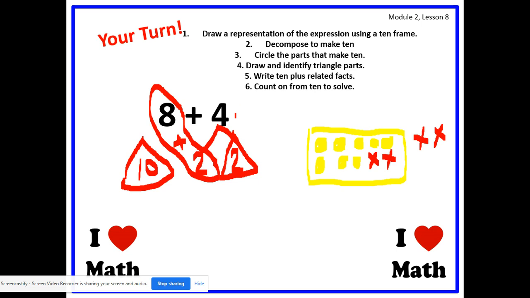Finally, all we have to do is write a 10 plus related fact. So you're going to write 10 plus, what is your other triangle part? Get ready. Yes, 2. So we write 10 plus 2. And we can either count on from 10 to solve, or if you know, because 10 is a friendly number, what's 10 plus 2? Get ready. Yes, 12. Awesome job. So 8 plus 4 equals 12.